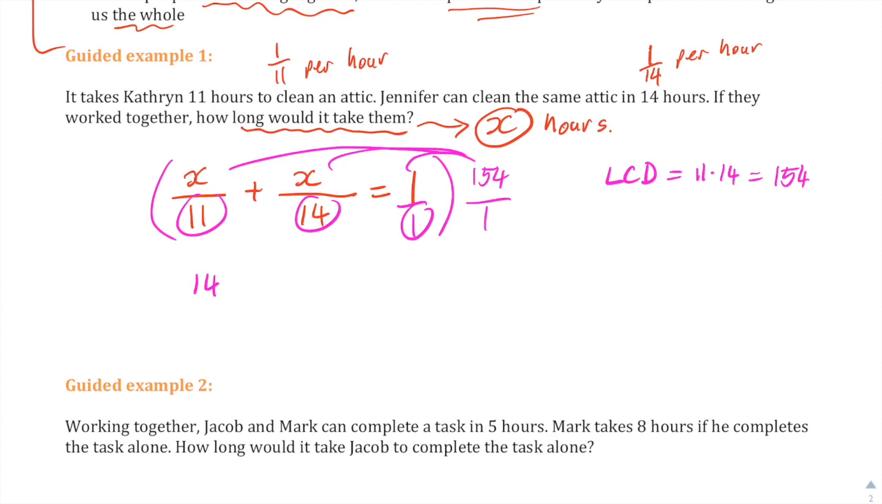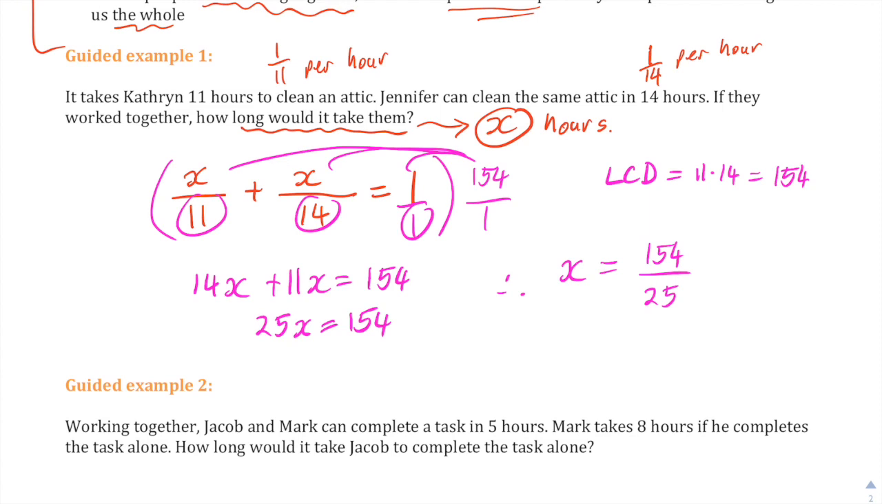And what I'll get is 14x plus 11x is equal to 154. 25x is equal to 154. And therefore my final answer, x is equal to 154 over 25, which you can work out as a decimal value, around about a little more than 6. We could write that as a mixed number, in this case 6 and 4/25, or you could just leave it as an improper fraction, or type it into your calculator and write a decimal. So working together, they take a little more than 6 hours.